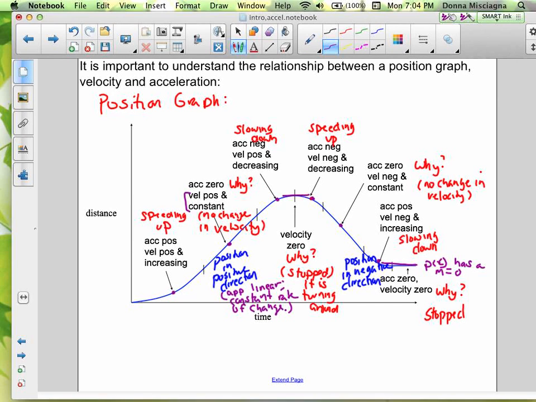Because your object is stopped, right? There's no rate of change in the rate of change if the rate of change is 0. And there's no change in velocity if your position isn't changing, right? So here we are comparing position, velocity, and acceleration. In the next Nearpod, we are going to look at all three simultaneously and create a sign chart to figure out when objects are speeding up and slowing down.